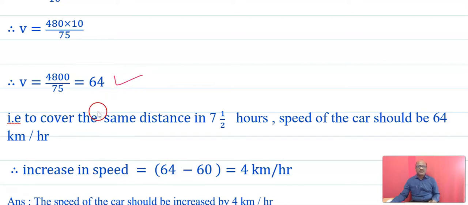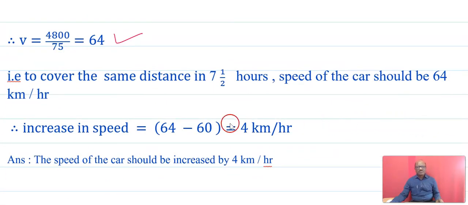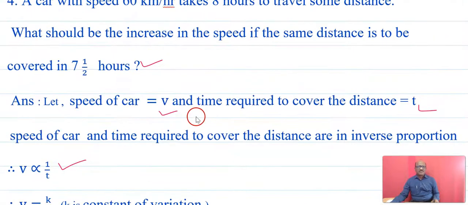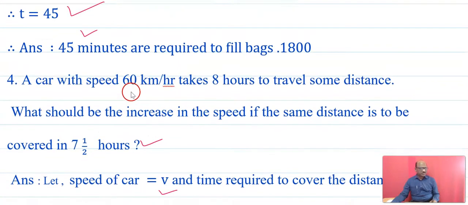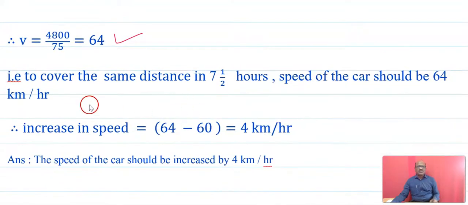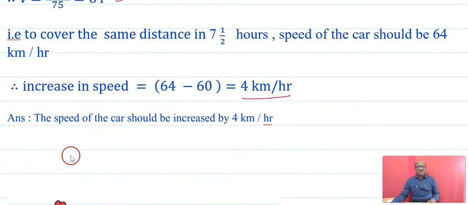That is, to cover the same distance in 7.5 hours, the speed of the car should be 64 km per hour. What was the previous speed? The previous speed was 60. Now the speed is 64. That is, the increase in the speed is 64 minus 60, that is 4 km per hour. Therefore, the speed of the car should be increased by 4 km per hour.